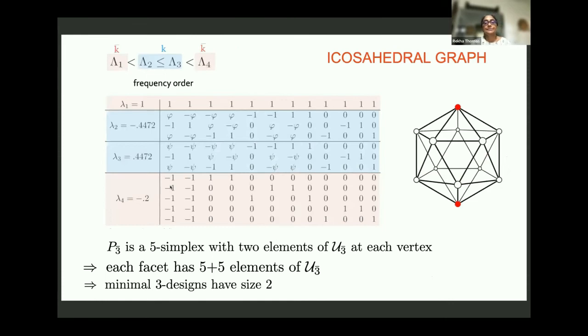Okay, so let's do another one. So here is a different ordering of the same icosahedral graph. So now I have put it in frequency order. So I want to average lambda 2 and lambda 3. So that's this blue region in the U matrix. The pink region is what you see here.